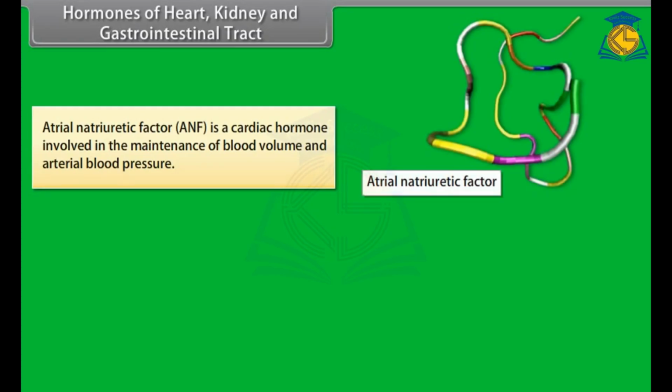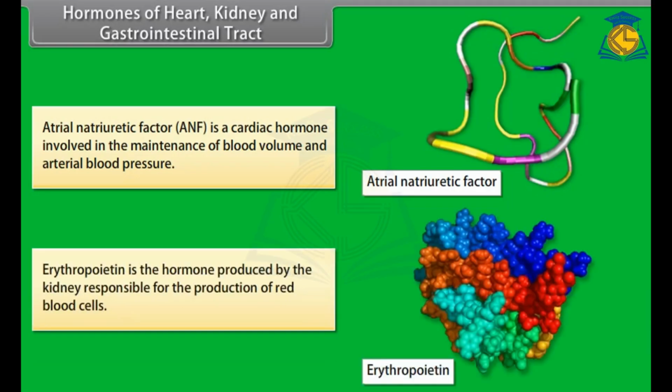Hormones of heart, kidney, and gastrointestinal tract. Atrial natriuretic factor, ANF, is a cardiac hormone involved in the maintenance of blood volume and atrial blood pressure. Erythropoietin is the hormone produced by the kidney responsible for the production of red blood cells.